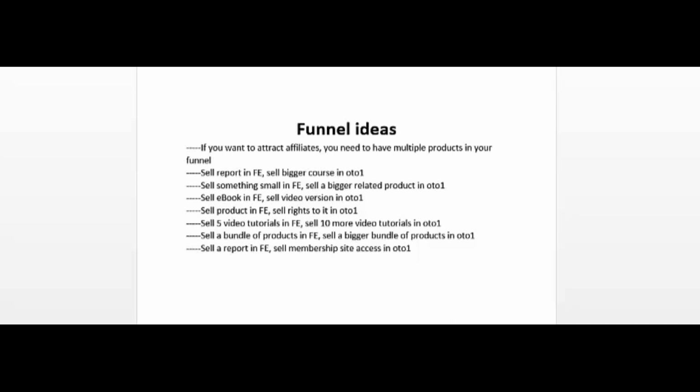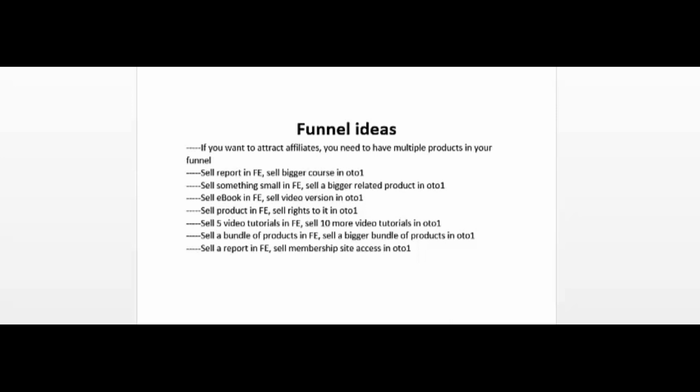Okay, so just to keep things simple in this video, let's just talk about building a funnel that has one main offer, which is the front end, and then an upsell or a one-time offer. Okay, so basically here are some ideas here. You could just sell the report in the front end and sell a bigger course in the upsell. Okay, when you're creating the product, you could just focus on creating a large course and then maybe just take apart maybe 10 or 15 pages from that and turn that into a report that you sell in the front end.